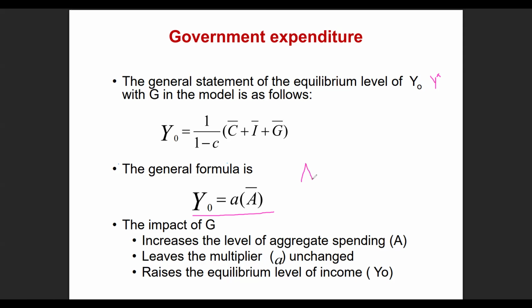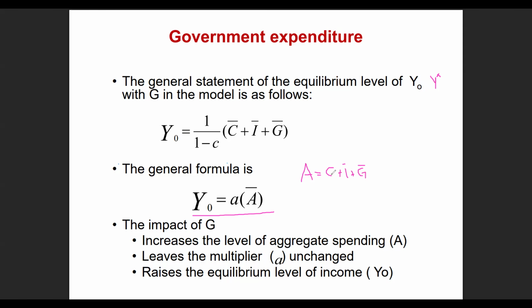Obviously, because aggregate spending, you get it by saying AE equals C plus I plus G, right? Because now we're adding this one. Then this one is like this.